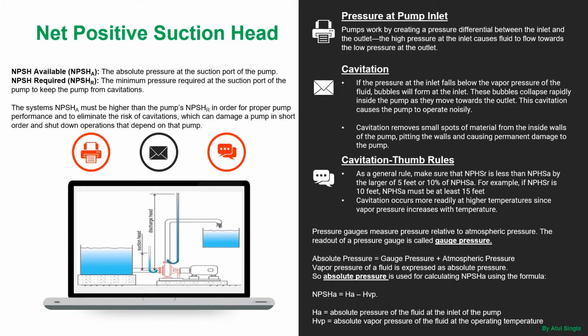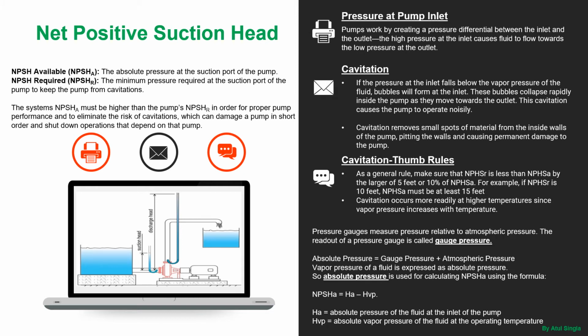So cavitation removes small spots of material from inside the valves, right? So this is something which we don't want. This cavitation is removing some material from the valves inside the pump, that means pitting the valves and causing the permanent damage to the pump. So these things we want to avoid. That is why we want to avoid the cavitation, right? So that means the pressure at inlet should always be more than vapor pressure, otherwise there will be cavitation and it will damage the pump.